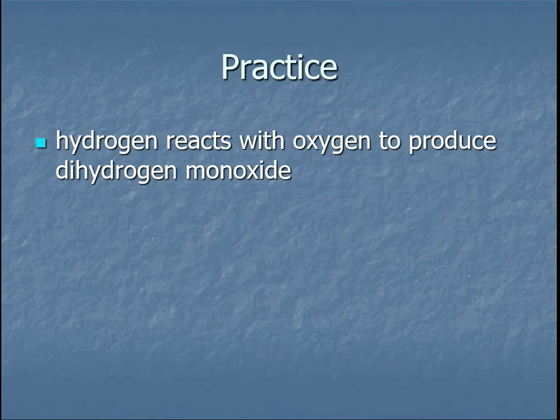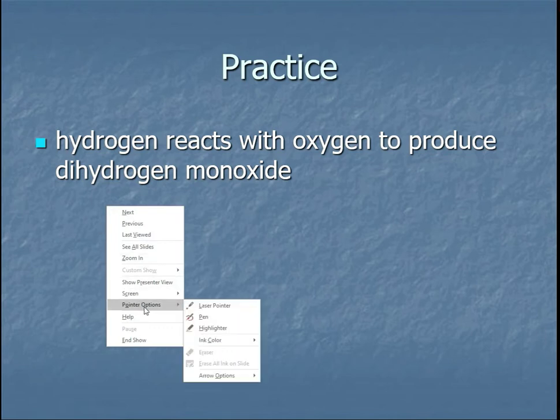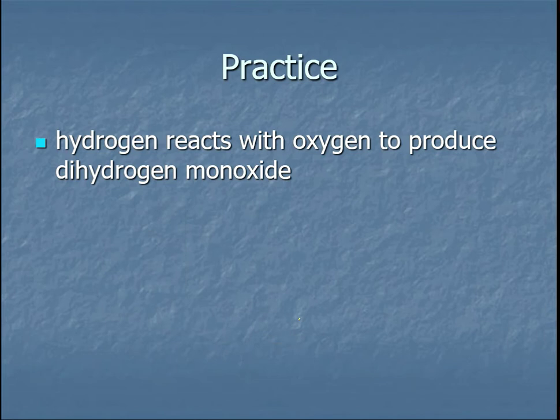Let's try another one. Okay, so here's another example. Hydrogen reacts with oxygen to produce dihydrogen monoxide. So we should know, again, this should be a little bit easier, that hydrogen is H. Oops, that didn't work. I'm going to try a different color. Hydrogen is H. Oxygen is O. And we know that dihydrogen monoxide is just water, H2O.